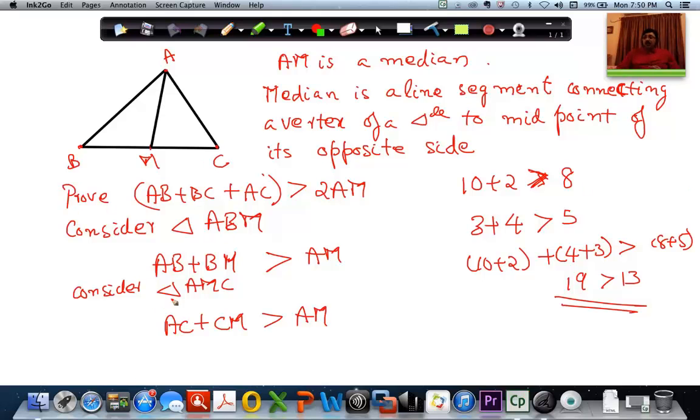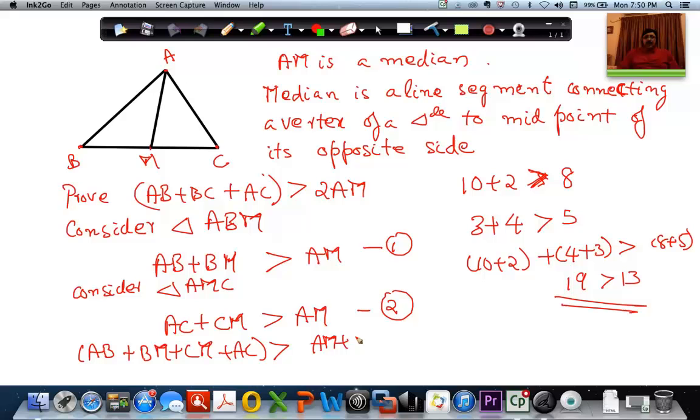So the same magic I'm going to do here, right? So I have 1 and I have 2. Now from 1 and 2 I can say AB plus BM plus CM plus AC is greater than AM plus AM. Now what is BM plus CM? BM plus CM is nothing but BC. So I can say AB plus BC plus AC is greater than 2AM. So, which is a proof, right?